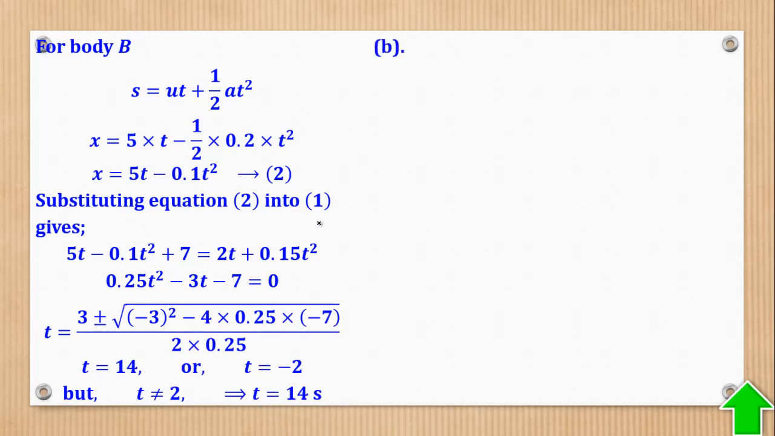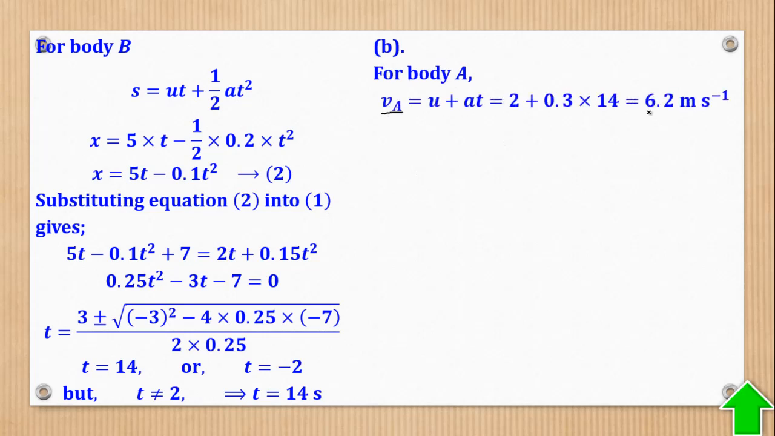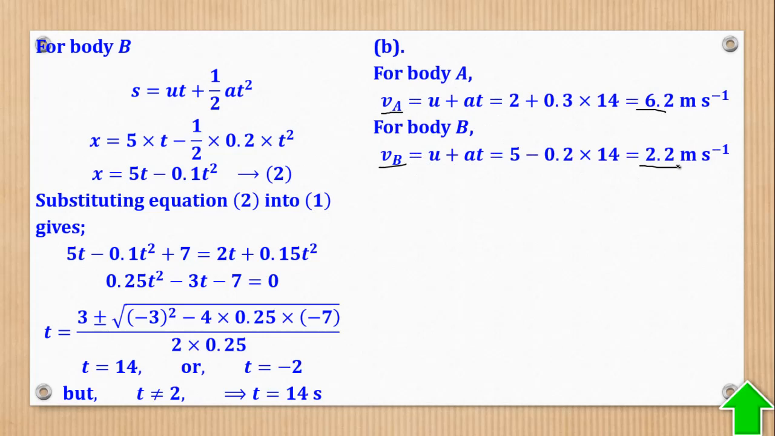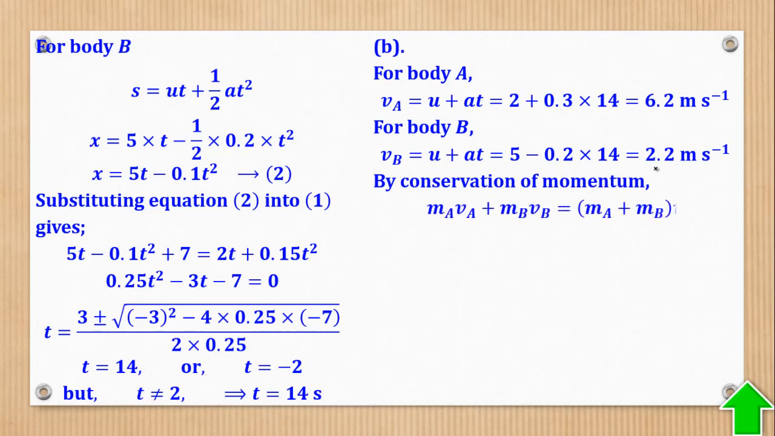Then for part B, the common velocity, so for body A, the velocity now at the point of collision will be 6.2, and for body B, the velocity at the point of collision will be 2.2, meaning that I can now use conservation of momentum. Then I'll substitute momentum for body A, for body B, then the one after, which I can now use to get the value of V which they wanted.